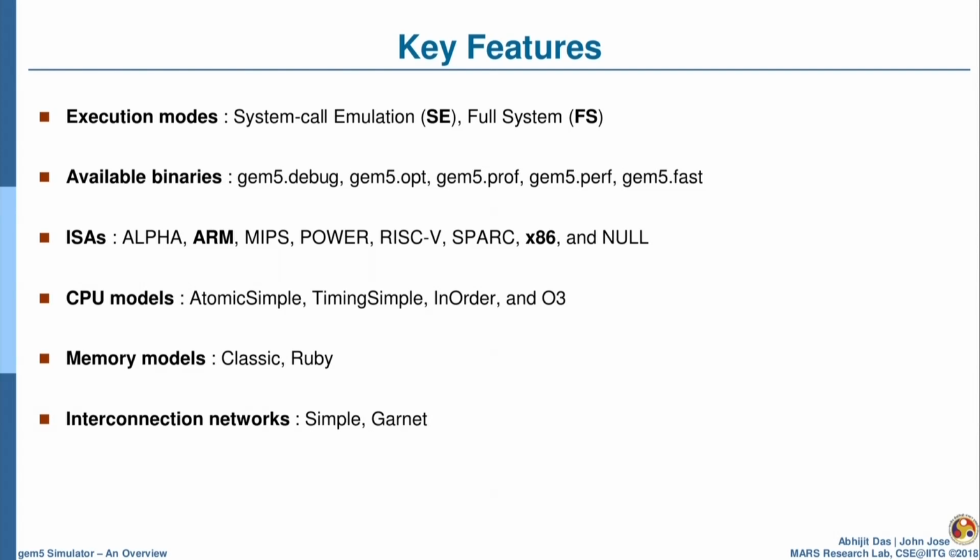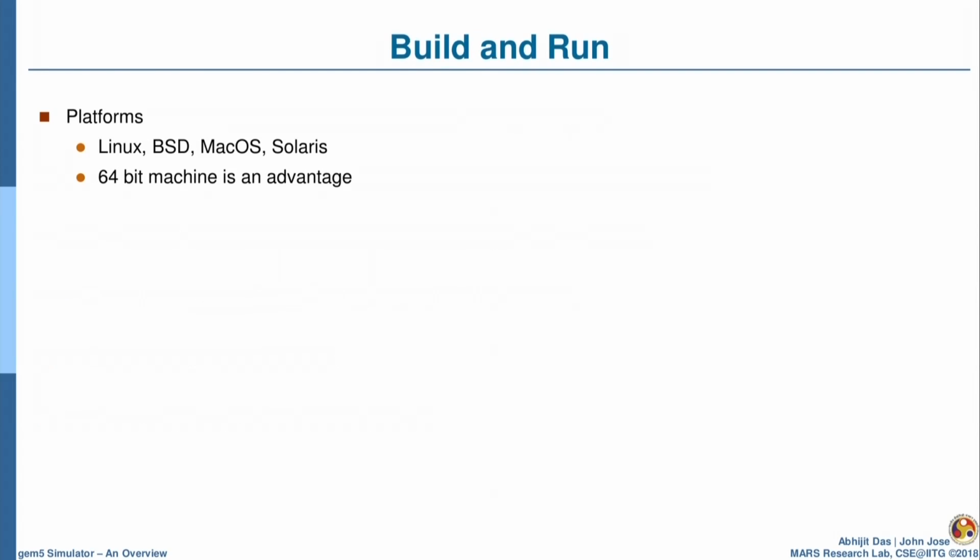For our simulation based assignments in the course, we will use system call emulation mode in the gem5.opt binary with the Alpha instruction set architecture. We will simulate atomic simple CPU with the Ruby memory model and Garnet interconnection network. GEM5 can be built and run on different operating system platforms like Linux, BSD, macOS and Solaris, and having a 64-bit machine is an advantage.